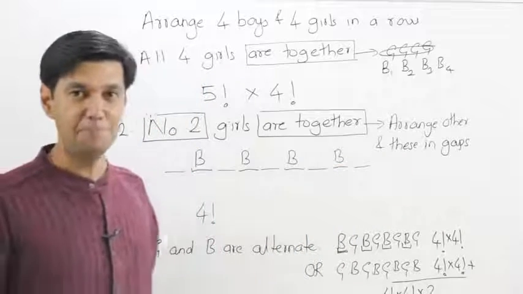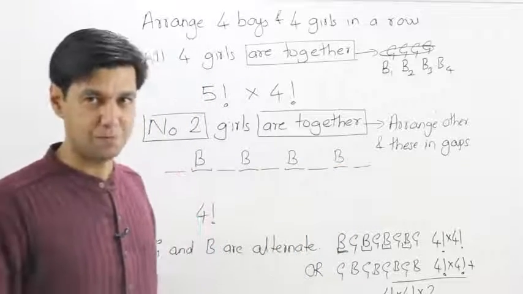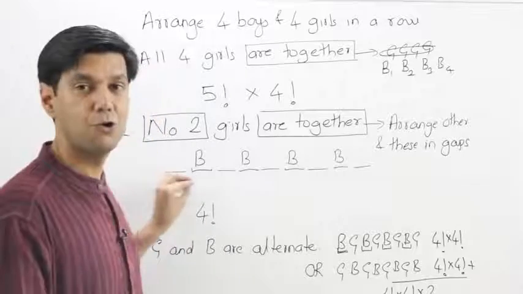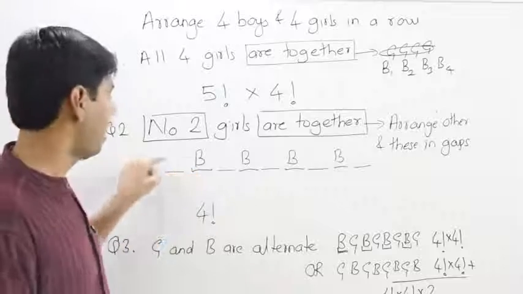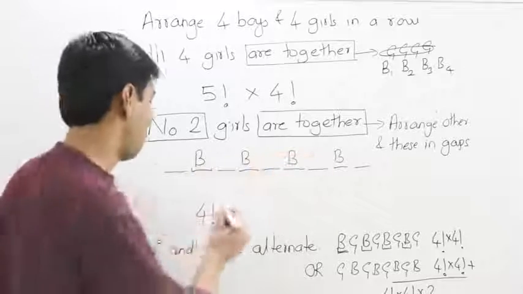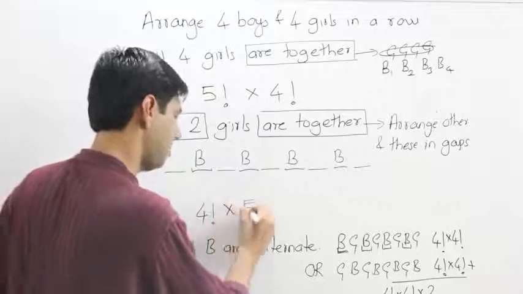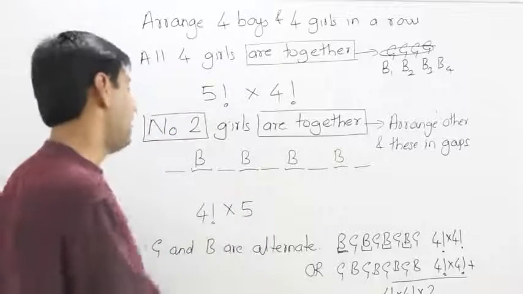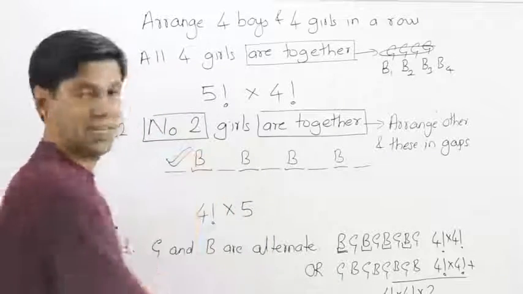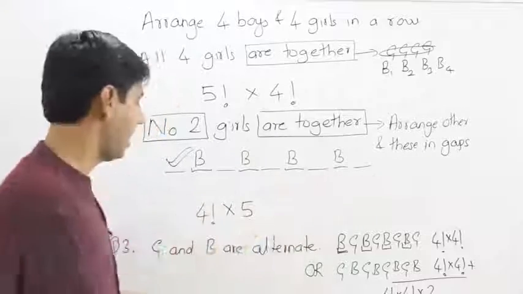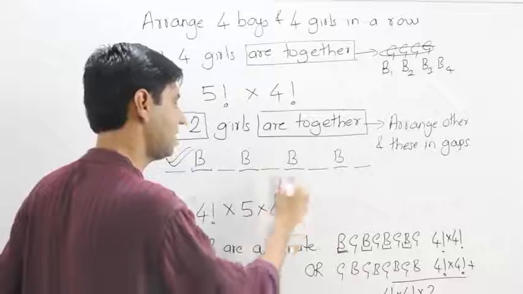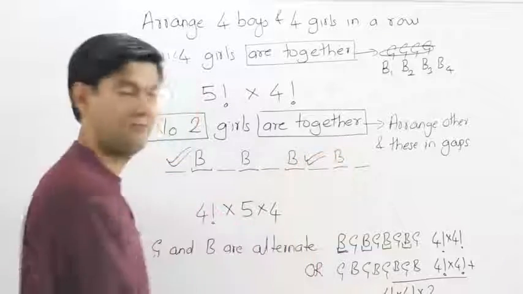There are 5 gaps, and we have 4 girls. The girls, 1 could go in each of the gaps. So the first girl could go in any of the 5 gaps. We have 5, so that would be 5 different ways for the first girl. Let's say the gap is chosen, the first one itself. Now the second girl has 4 different positions. She could select a position in 4 different ways.